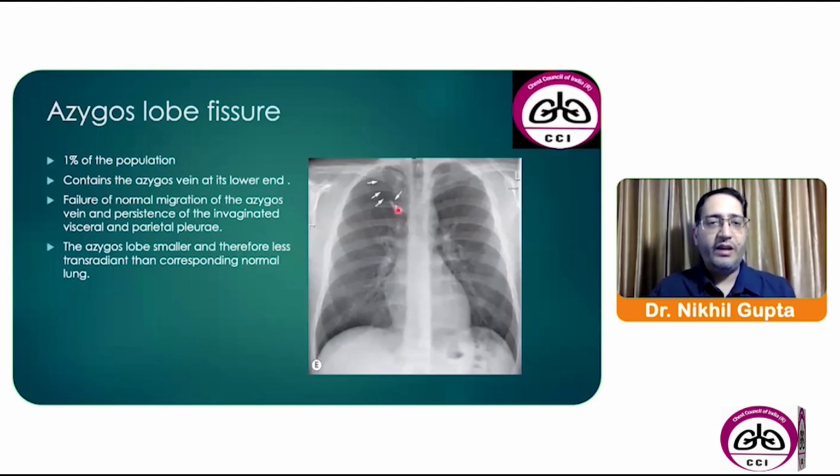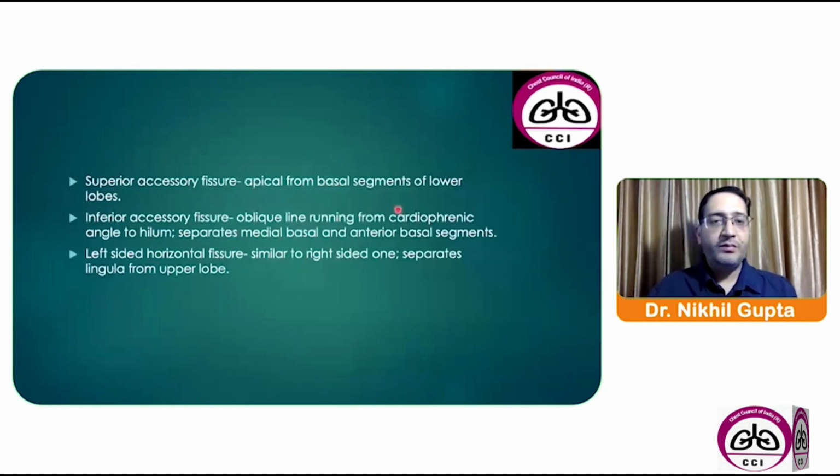It is due to failure of normal migration of azygous vein and persistence of invaginated visceral and parietal pleura. The azygous lobe is smaller and therefore less transradiant than corresponding normal lung.